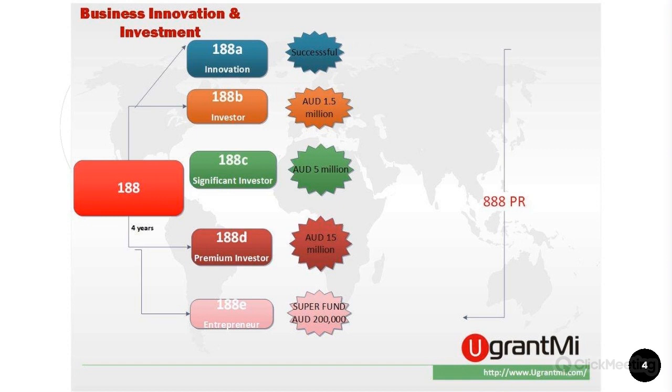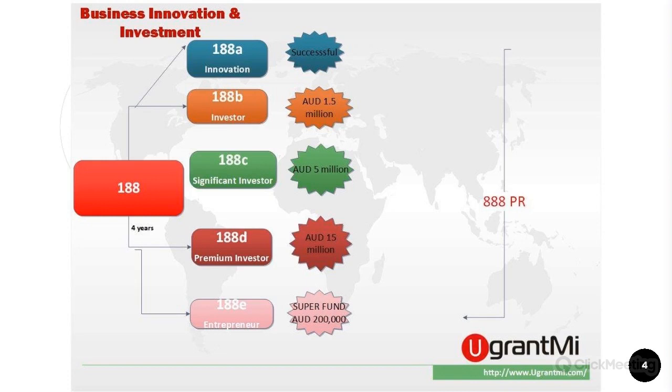And then because the state nominates them, the client cannot move to any other state. All right, they must live in that state. Otherwise, they will have problems later on when they come to Australia. So 188 type of visa, permanent one, 888.